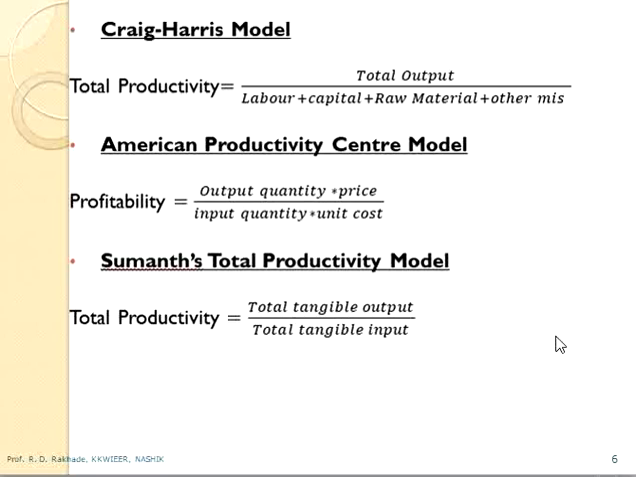The next model is the Sumanth total productivity model. In this model, Sumanth considers total productivity as a ratio of total tangible output and total tangible input. Intangible outputs or inputs we consider only if important or vital. So we neglect unnecessary factors, and only tangible things are considered.